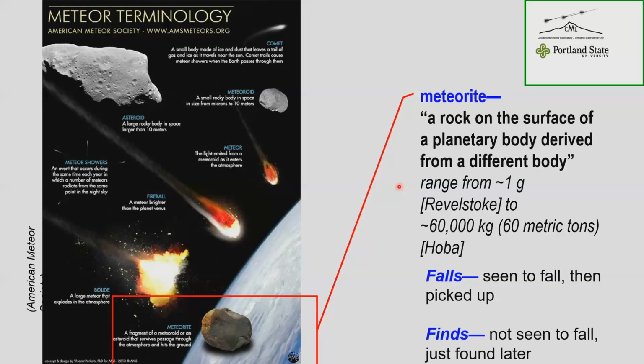And we divide meteorites into 2 types depending on how they're recovered. The first are falls. So when people actually observe the fireball moving through the atmosphere, and then they see the object, and they pick it up, that's called a fall. Or, in most cases, people just find a meteorite somewhere and they collect it.